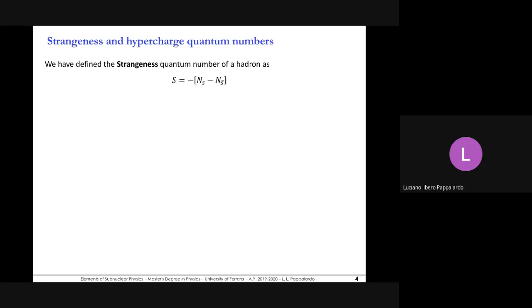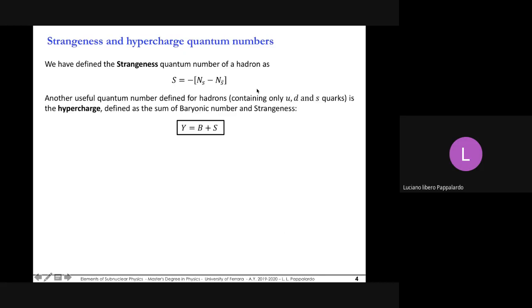Now, back to our story. So last time we defined the strangeness quantum number of a hadron as the number of strange quarks minus the number of anti-strange quarks, all overall with a minus sign on top of this. Now, another quantum number that is very useful for the classification of hadrons, essentially for those containing up, down, and strange quarks, is the hypercharge, or the strong hypercharge. We will see there is also a different hypercharge, the weak hypercharge. So hypercharge is defined as the sum of the baryonic number that we just defined and the strangeness number.